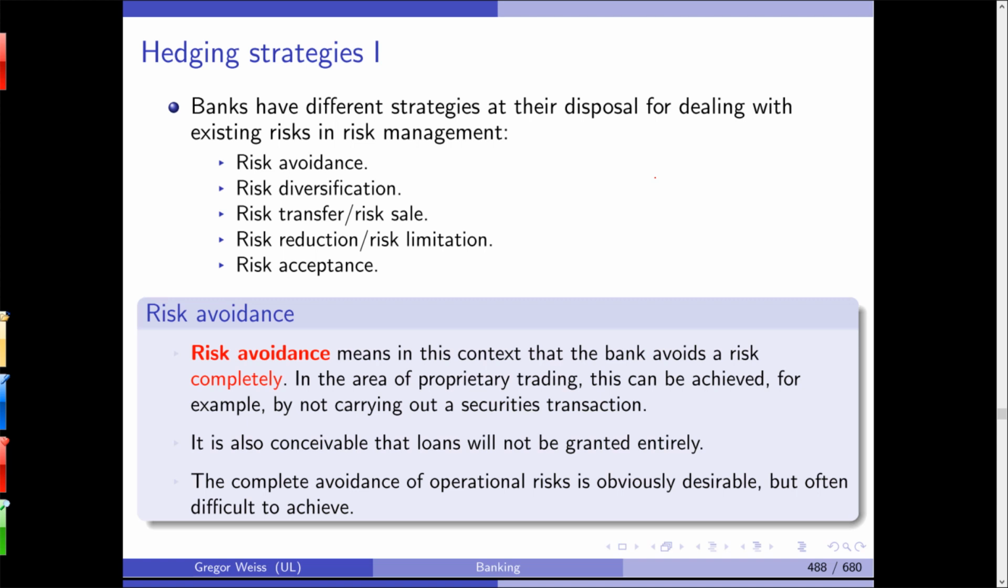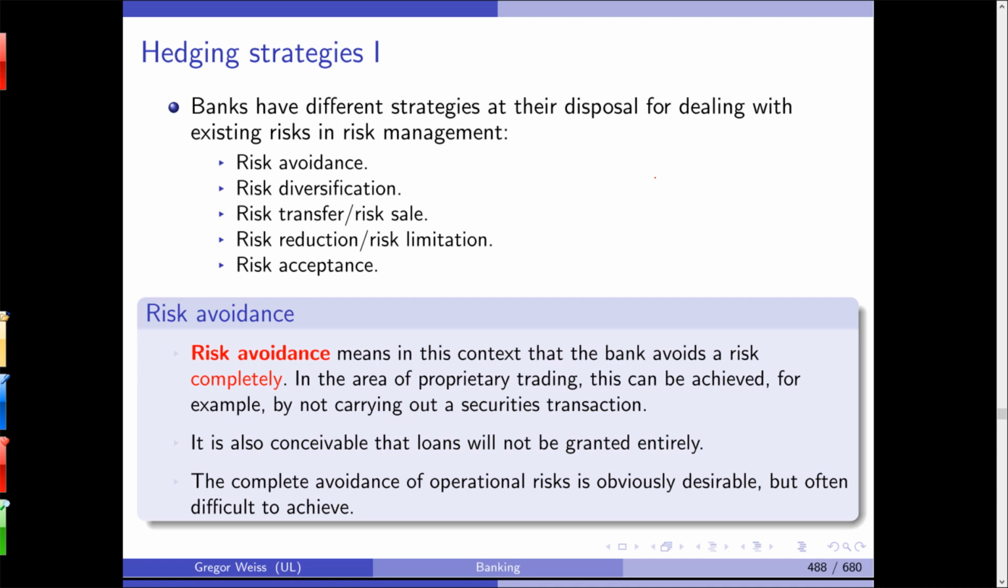What could be a very simple way to avoid risk in credit risk management? How can you avoid risk in your lending business? Yeah, you screen your potential borrower, and if you see that his or her default risk is too high, you tell him or her, sorry, no loan. And that's a very simple way of avoiding a risk.